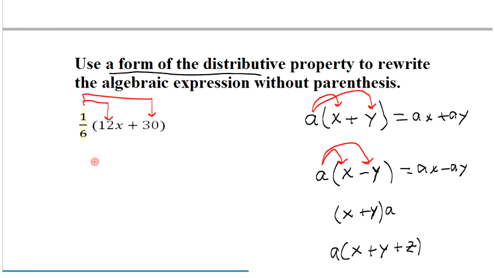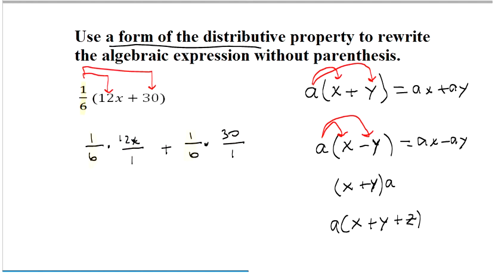So how's that going to look? We're going to have 1/6 times 12x. Well, okay, 12x, I'm going to write that as 12x divided by 1, since that's a fraction, I want that to look like a fraction. Plus, now I'm also going to take that 1/6 times 30. So I'm going to write that as 30 over 1. So what we did was to take the 1/6, that was the number on the outside, and multiply it times the first term and the second term.